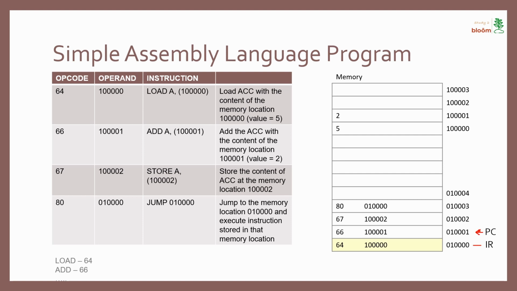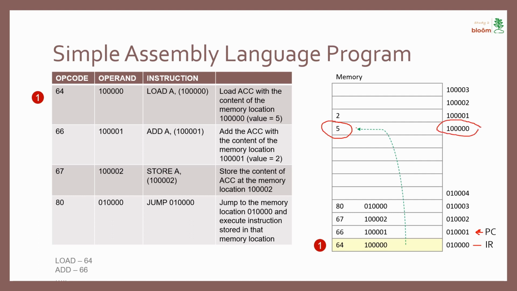What is meant by 64, 100,000? Well, 64 is the opcode and the operand is 100,000 or 150. It says load A from this memory location. So what is the 150 memory location? It is this, right? The control signals will be released to fetch this number, the value from this memory location.